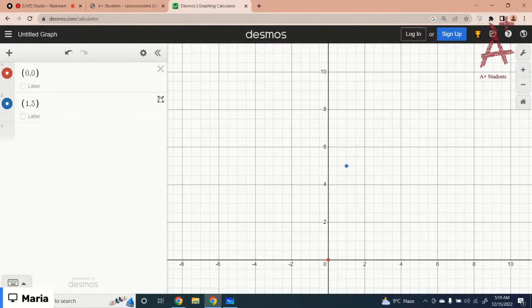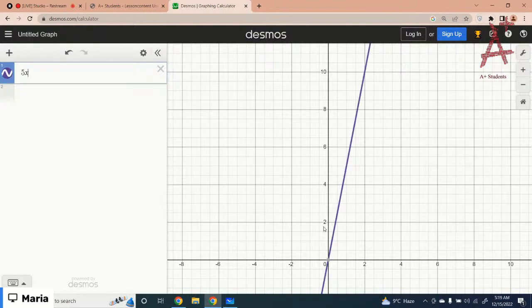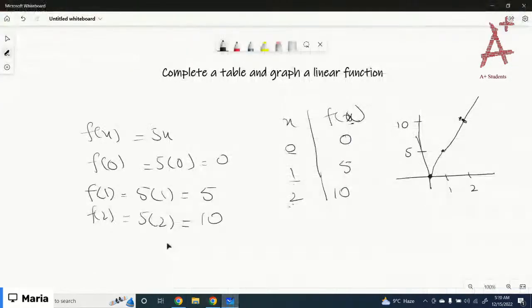Let me write down the function. The function is 5x. 5x is a straight line. Look at the line. You can see the point: x is 1, and here is the point 1 and 5. And then y is 10 at x equals 2, so the point is 2, 10. This is the line of the equation we are using on the graph. That's how you have to complete the tables and put the graph.